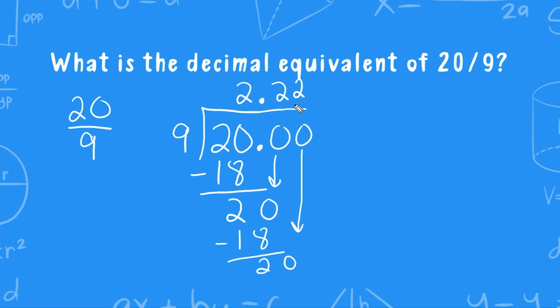This is a non-terminating decimal. So what we're going to do is we're going to write 2 point. And then we just write a 2 and a line over it to signify that that is the number that is going to repeat over and over again. So the answer is 2 point repeating 2. All right, let's go to the next problem.